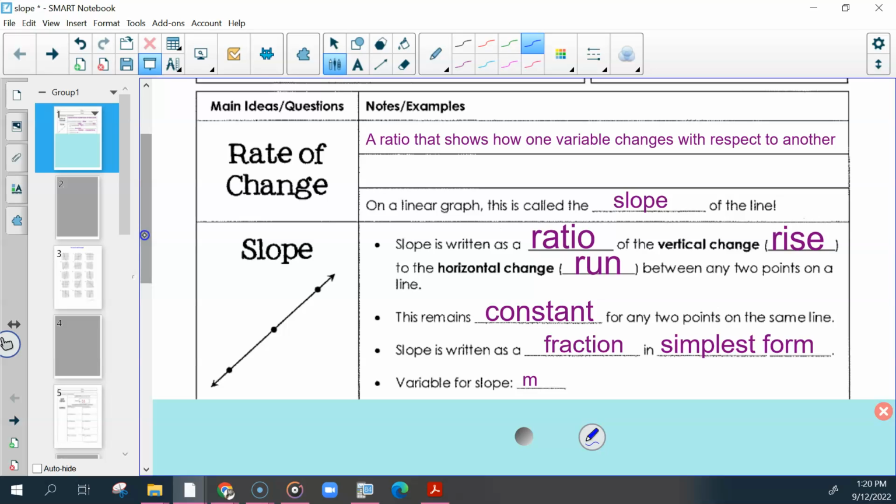Anyone know the different types of slope? You can name just one if you know any of them. Say that again, I didn't hear what you said. I don't know if it's right. What did you say? It's okay if it's wrong.